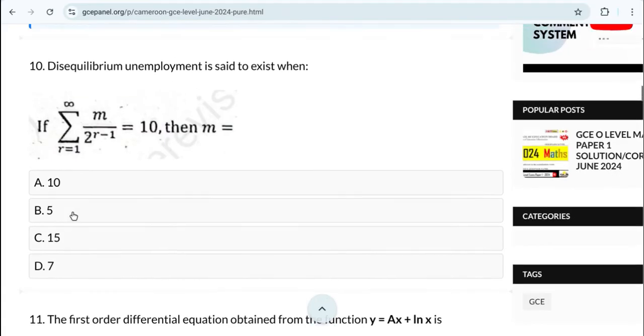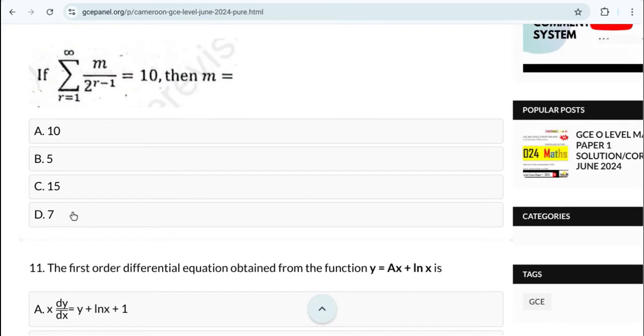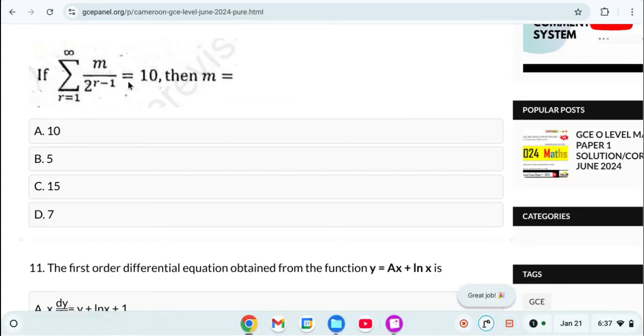Alright, question 10. With question 10, we have this series, and they want us to find the value of m. How do we get the value of m? Let's analyze this series. You see that we are starting from r equals 1 to infinity. Can you see the summation sign? This is an infinite sum, so this is the sum to infinity that we are looking for.